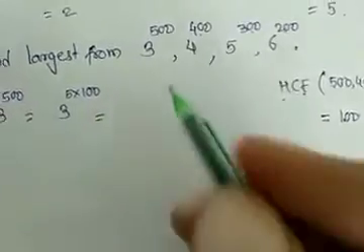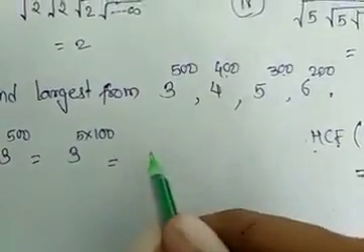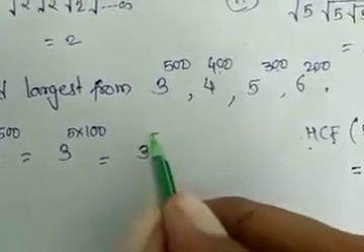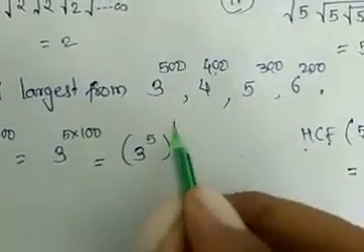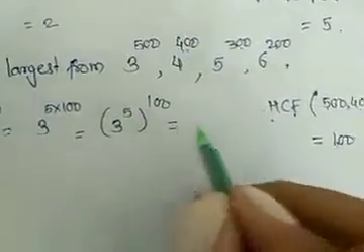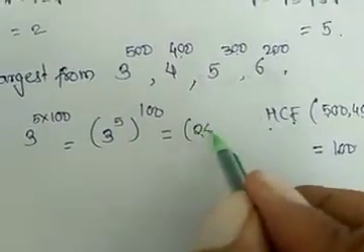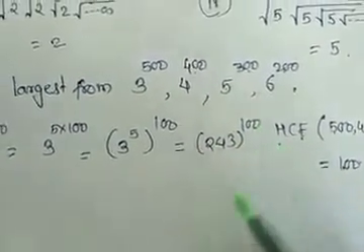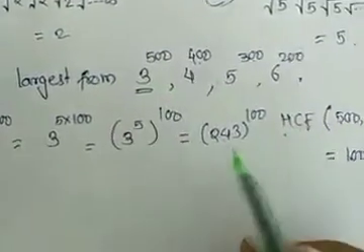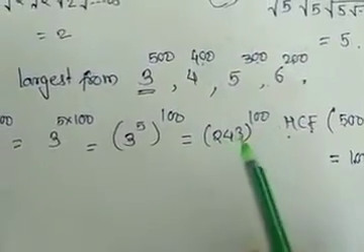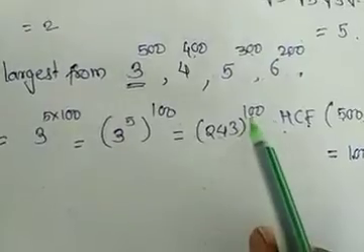Which can be written, by using the (m raised to n) rule, as 3 raised to 5 bracket raised to 100. And 3 raised to 5 is 243. So here the first term calculation is over. We have to write all these terms in power of 100.